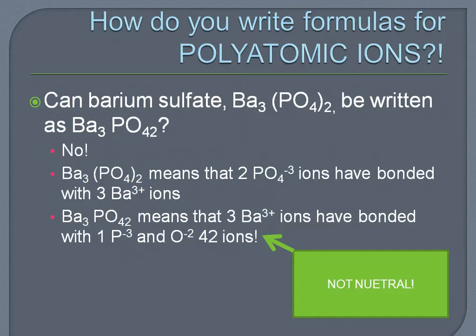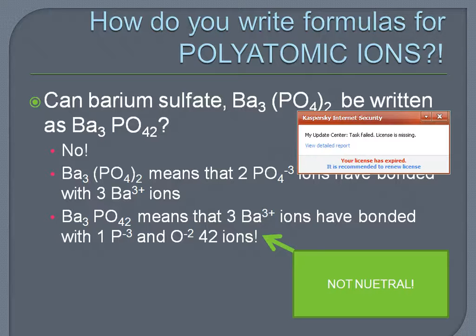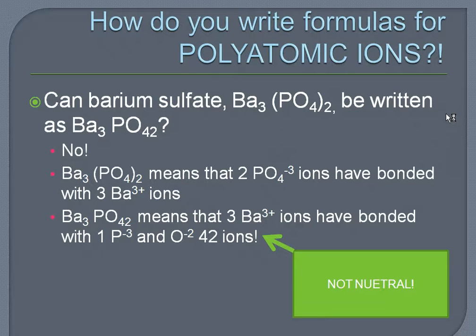How do you write formulas for polyatomic ions? Can barium phosphate, Ba3(PO4)2, be written as Ba3PO42 without parentheses? Well, no. Ba3(PO4)2 with parentheses means that two PO4 -3 ions have bonded with three Ba +2 ions. Ba3PO42 means that three Ba +2 ions have bonded with one P -3 ion and four O -2 ions. That is not neutral, and it would be very negative.